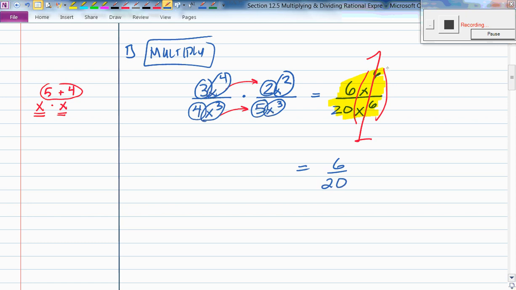6/20. Very good. Because we don't need to put the 1s in there, because we know anything times 1 is still itself. So 6/20. Can that be simplified any further? Yes, it can, right? 3/10. And our answer is now in simplest form.